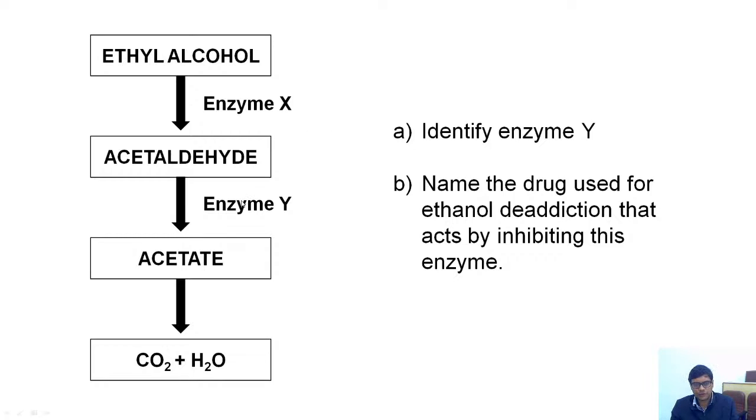Okay, so here the enzyme Y will be your aldehyde dehydrogenase, and the drug used for ethanol de-addiction will be disulfiram. You may be asked about drugs having the property of inhibiting this enzyme. In that case, you are supposed to write about the drugs showing disulfiram-like reactions. You can write metronidazole, you can write chlorpropamide, okay, any drug which comes to your mind, but it is better if you write the more important ones like metronidazole.